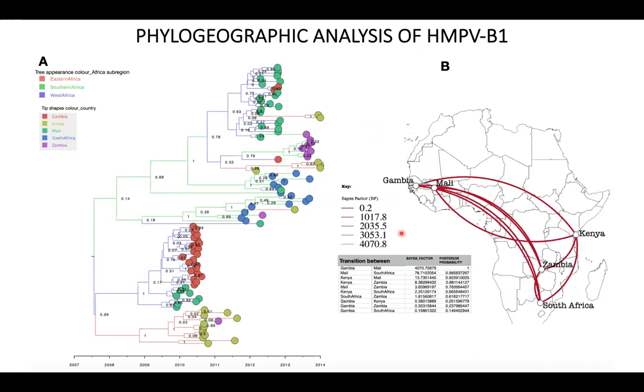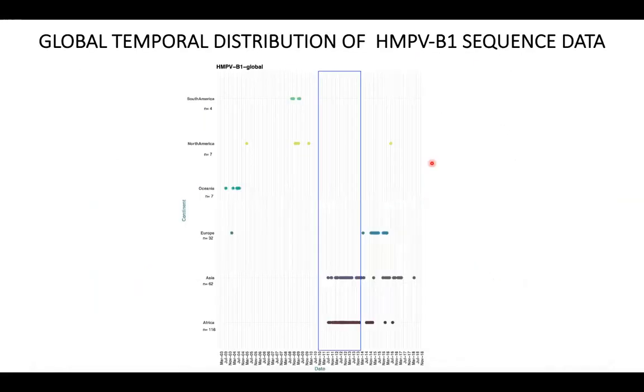So we went further to explore the patterns globally. At first we set out to limit our analysis to the same time frame as our sampling period, shown in the blue margin, but this was not possible. We don't have a lot of global HMPV data. So we took everything from 2000 to 2018 to try to inform on the potential sources of introduction into Africa.